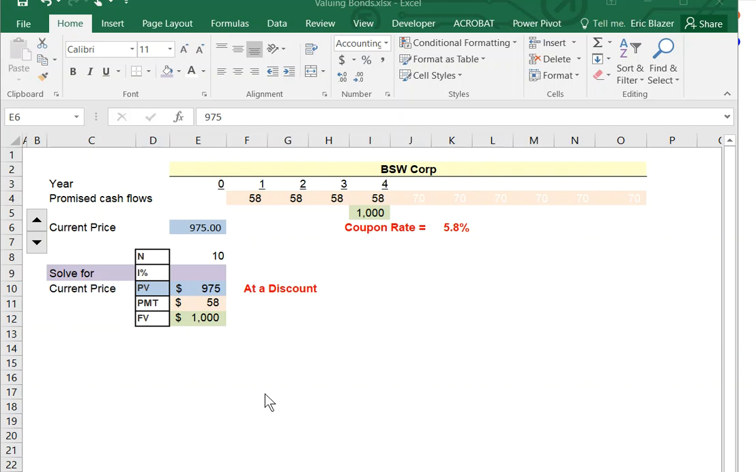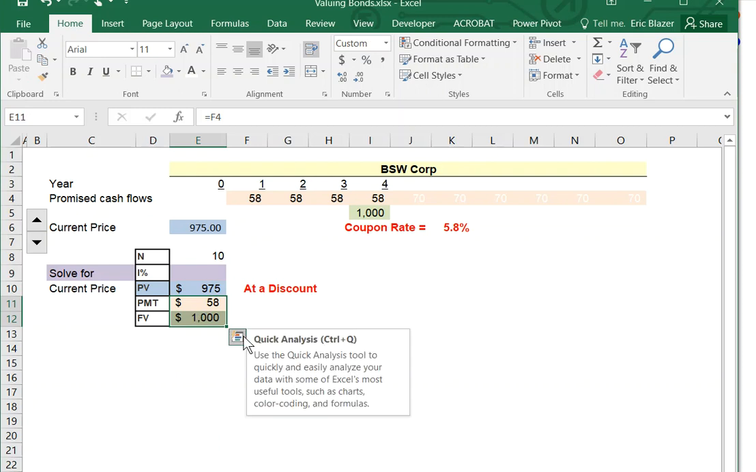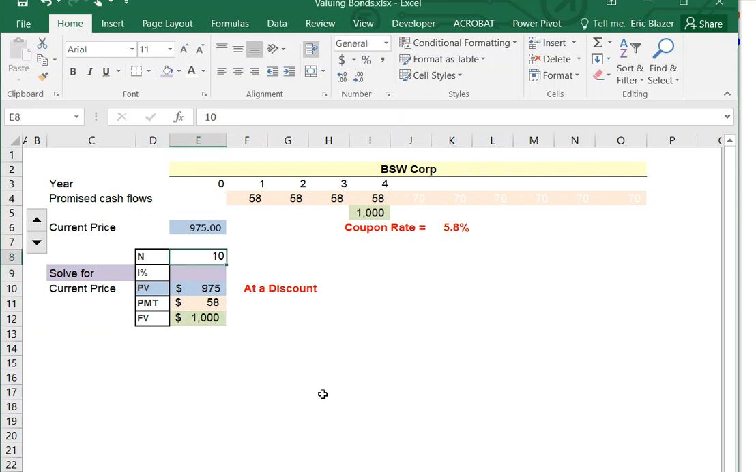In your financial calculator, the payment as well as the face value or future value that we receive in 4 years, those are going to be cash flows that we're going to get. We want to enter 4 for the number of periods, $975 for the current price, and we're going to solve for the interest rate. And we find this bond has an expected return of 6.53%.